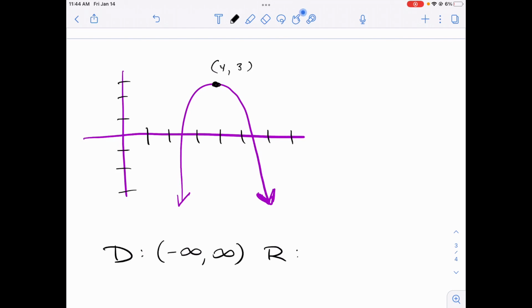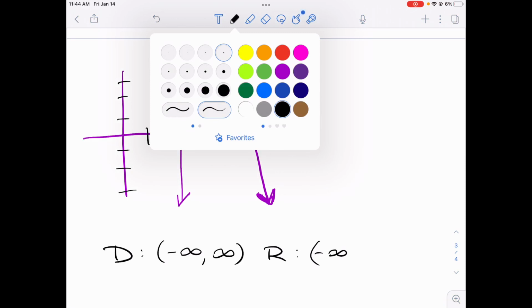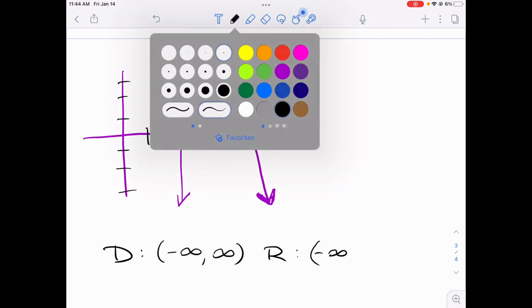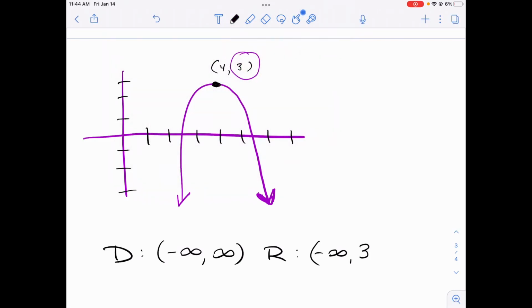For my range, I go down forever, so that means there's no lowest y value, so negative infinity would be the smallest y value. But I do have a maximum. 4, 3 is my maximum, which means that 3 is my largest y value, so I'll use that for my range. And because there's a point with an actual y value of 3 in it, we use a bracket on that. So this is how infinity can come into our discussion for domain and range.